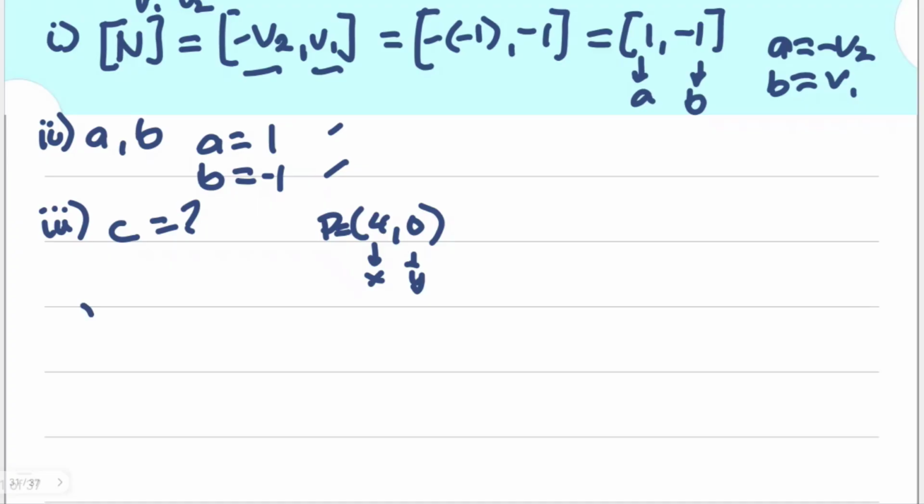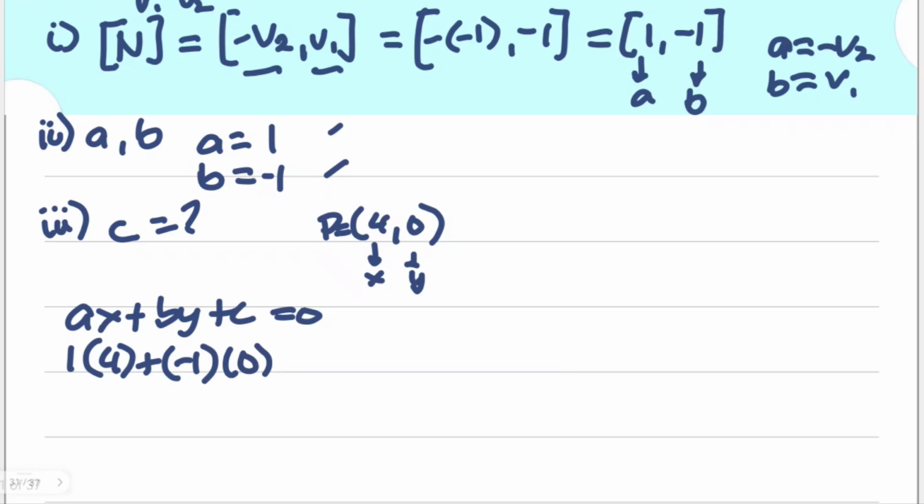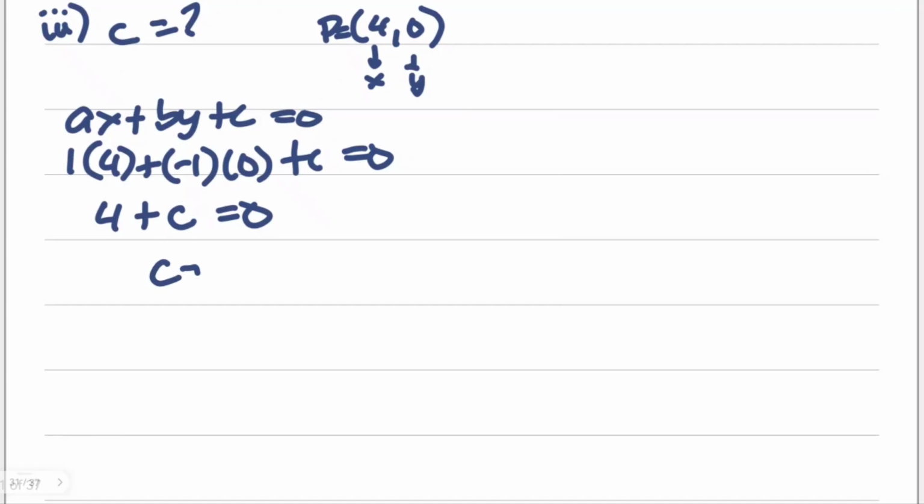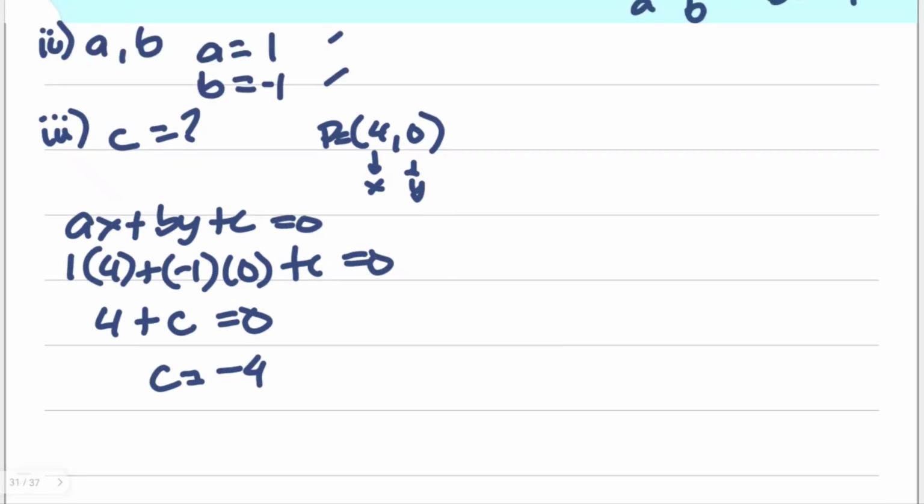So solving for c rather, ax plus by plus c is equal to 0. Our a is 1 times x being 4 plus b is negative 1 times y, which is 0, plus c is equal to 0. So solving for that, you have 4 plus 0, or simply 4 plus 0 plus c is equal to 0. With that, our c is actually negative 4. Okay? So since this is our c, negative 4, we now have a, b, and c coefficients.